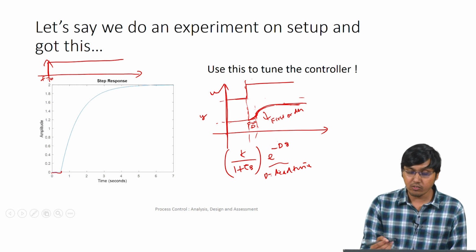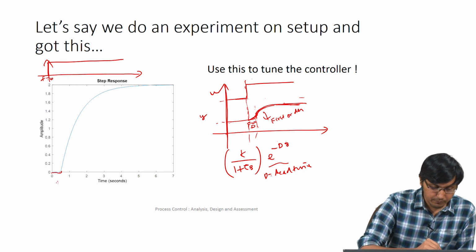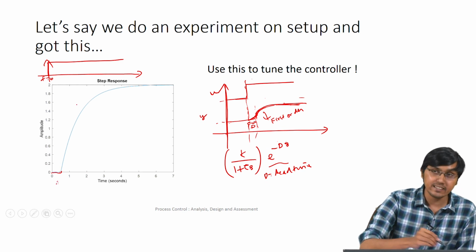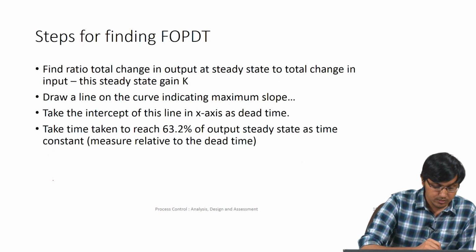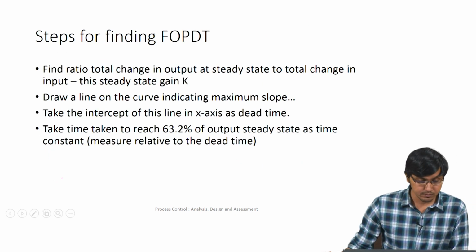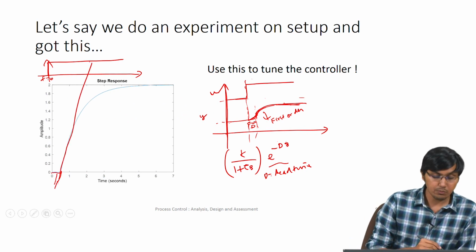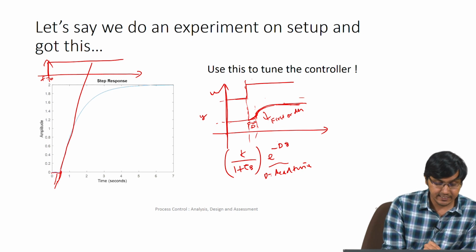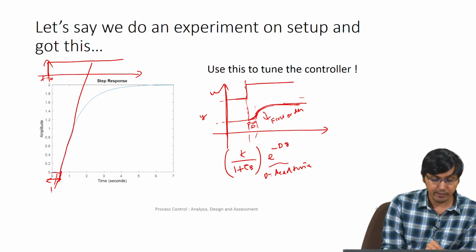Now what is the way I can look at this? What I basically do is draw the maximum slope on this line. What is the maximum slope I can draw? Basically I can draw something like this. In this region I draw this slope, and the point at which it intersects the x-axis, that time at which it intersects the x-axis, I call the dead time.